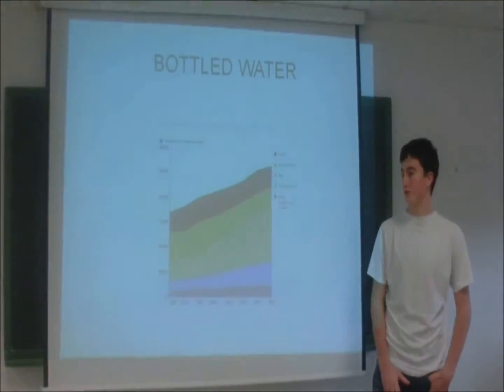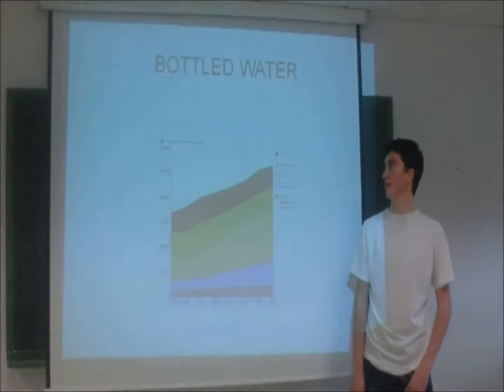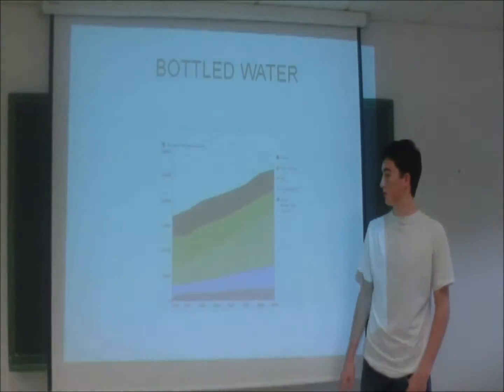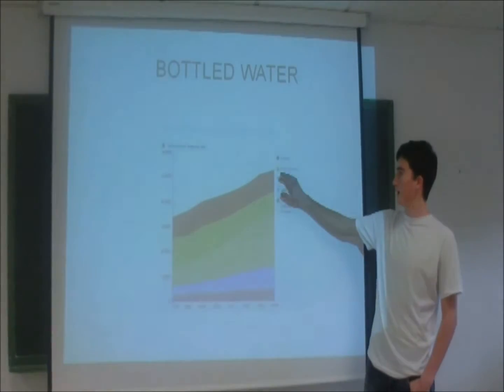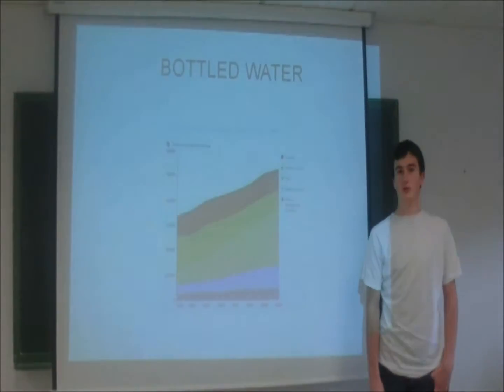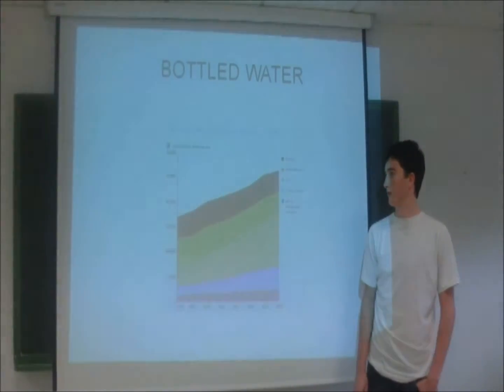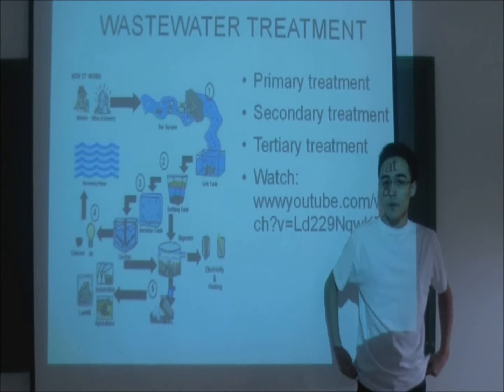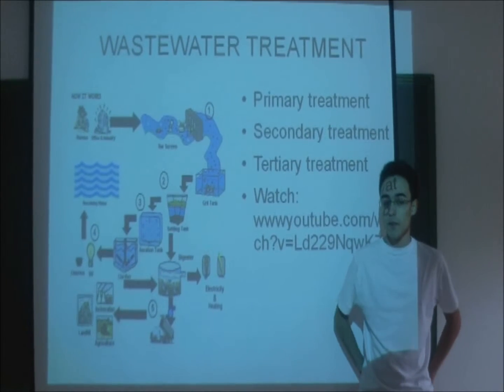In household consumption, bottled water is a very important factor. It has increased its consumption, as you can see in the chart, in the last years, mainly in Asia. This is a problem because it produces a lot of pollution and it takes a lot of fuel to make the plastic bottles. So now the water is used, it's time to clean it up before we put it back into the environment.